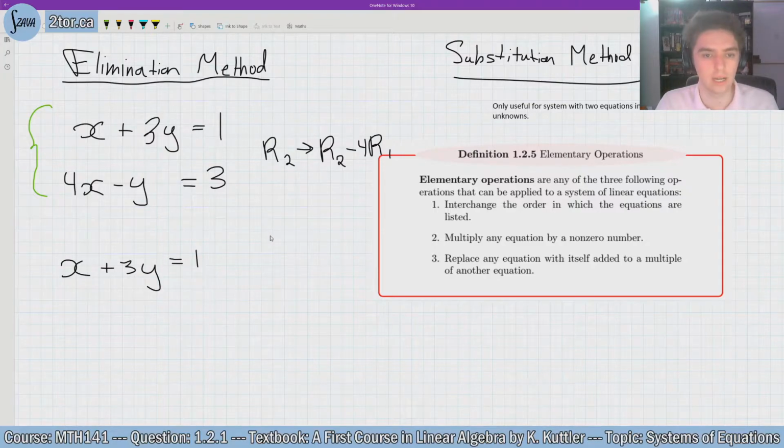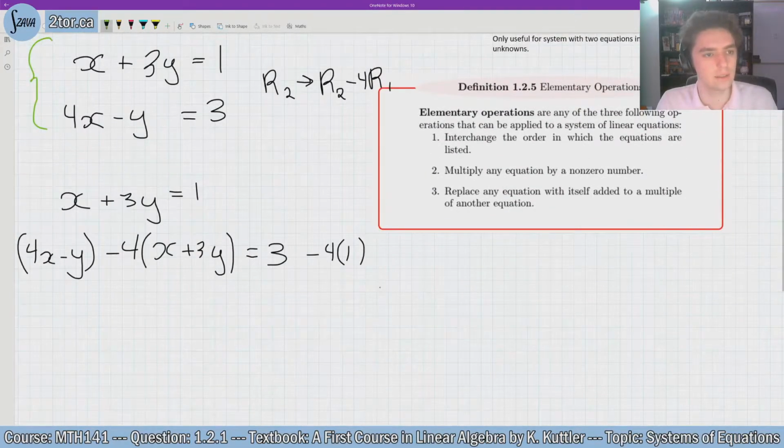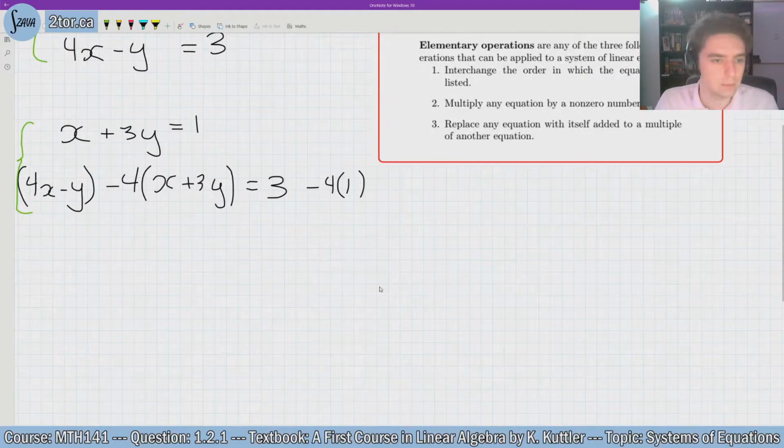Row 1 didn't change. And now row 2. Row 2 is going to become row 2, which is 4x minus y, minus 4 times row 1, x plus 3y. Equals, and don't forget to do the same thing on the other side. Row 2 was just 3 on the right side of the equation, minus 4 times 1, which is what's there in row 1. Okay, so this forms a system as well. It has the same solutions as this system. That's the point, right?